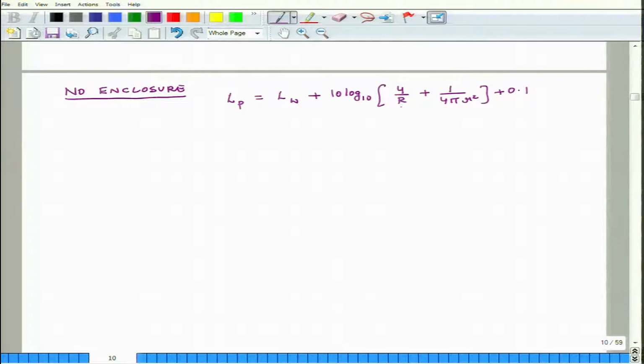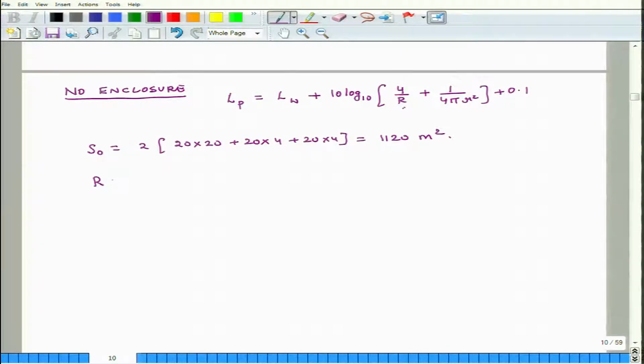where capital R is the room constant of this thing, and to compute room constant we have to find the internal surface area. So, what is the internal surface area of the room? This is equal to 2 times 20 times 20 plus 20 times 4 plus 20 times 4, and that comes to 1120 meter square.